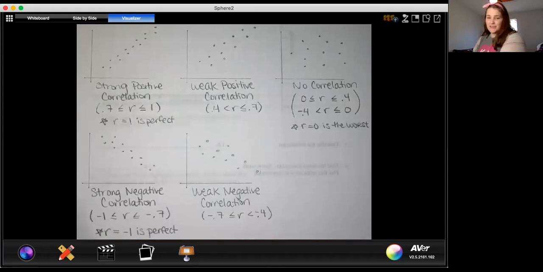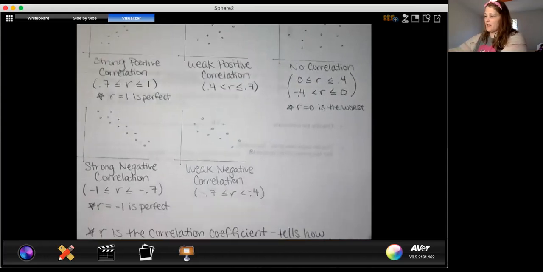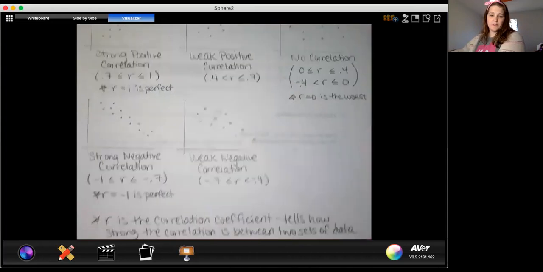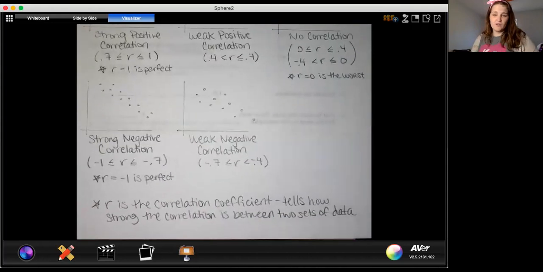And then last but not least, I did say I was going to have something here in writing. Oh, my eraser's blocking this. R is the correlation coefficient. And again, that tells us how strong the correlation is between the data. And that's a number that's going to be provided to us on our calculator once we start the calculator steps.